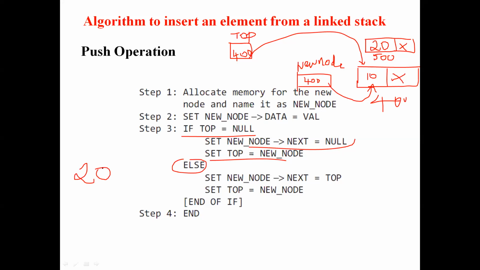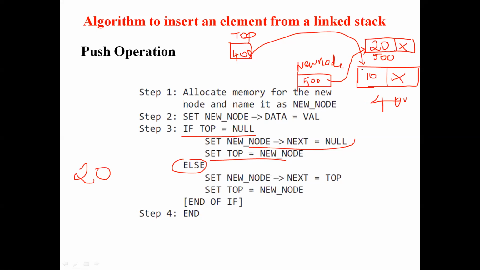So what happens ultimately? This 400 becomes 500, right? Hereafter the pointer won't point to the old one; it points to this 500. The new node is pointing to 500. Okay, done.